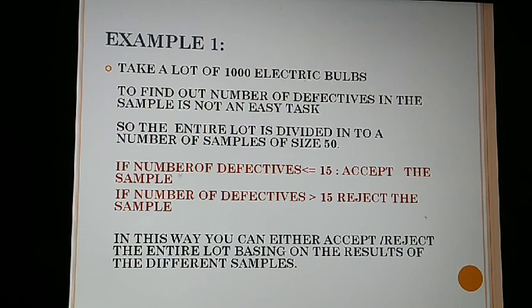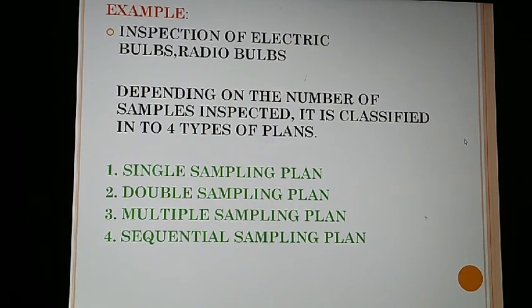So this is an easier process, because you make a number of samples from an entire large batch size. An entire large lot is divided into a number of small samples to make this process easier. So sampling inspection is the easier one. An example is the inspection of electric bulbs, radio bulbs, etc.